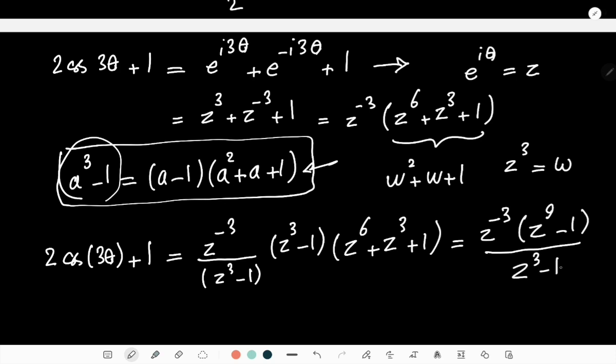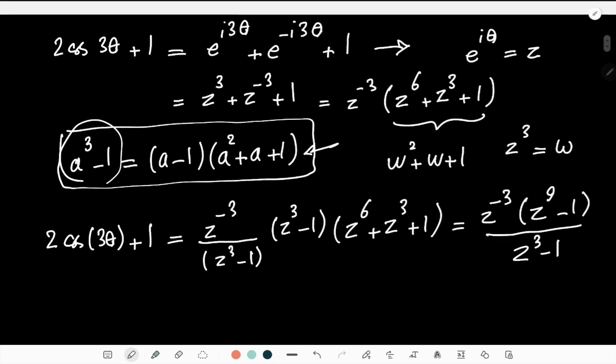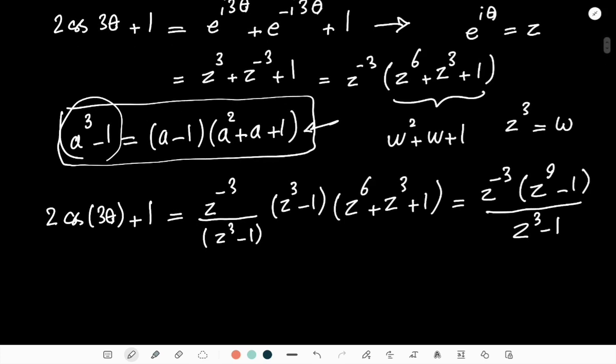And now you're wondering again, why am I doing all of this? Because if I put this equal to 0 on the right side, I can find the roots of this equation a lot more easily, because I have an expression such as z to the power of 9 minus 1.